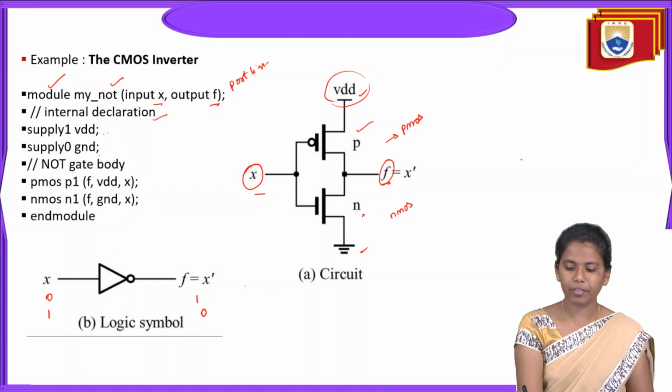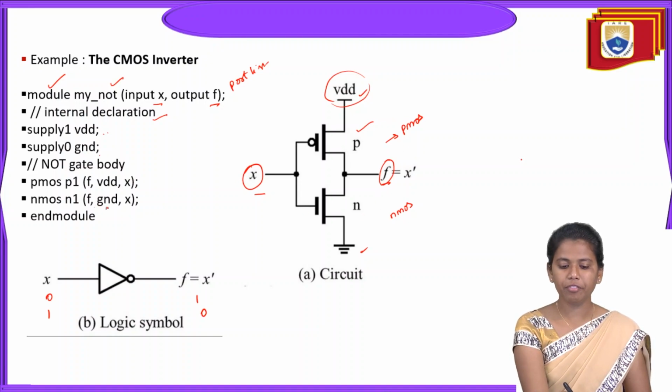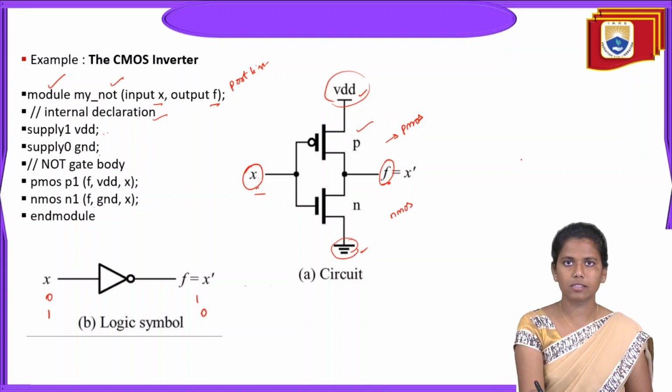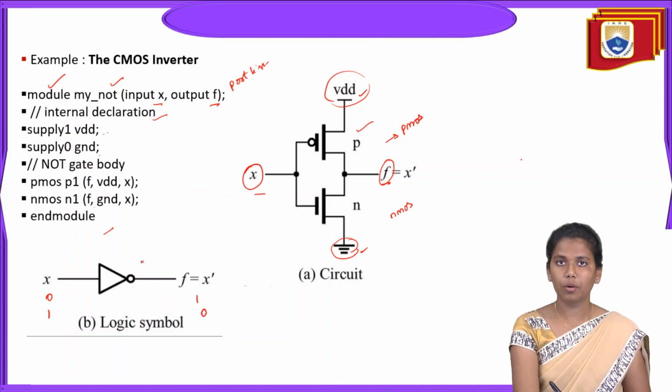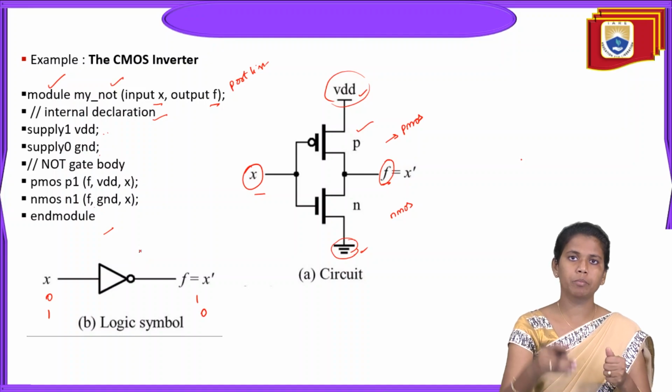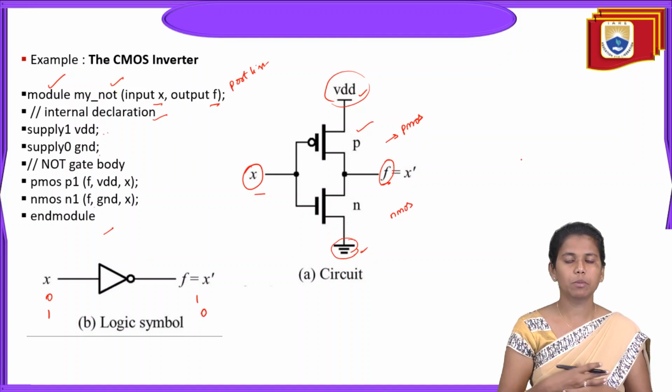And then for NMOS, we have F, ground, right? For the N, ground is connected. So F, ground and X. Then finally, endmodule. So this is how we can write a basic code with respect to the CMOS inverter.